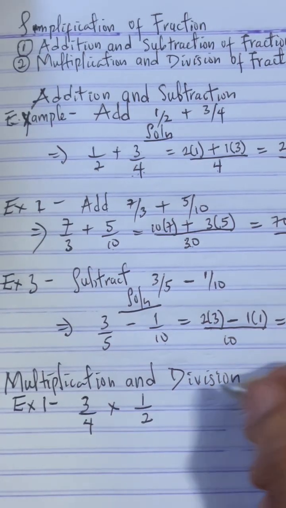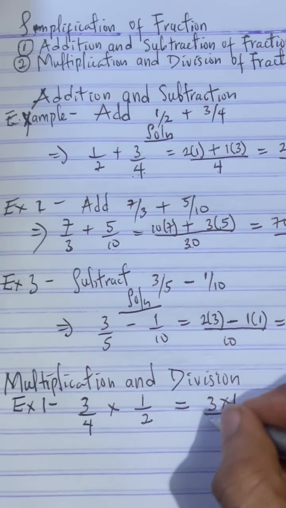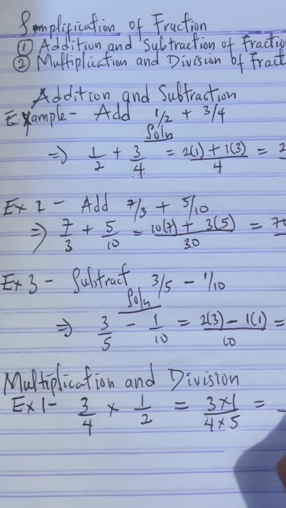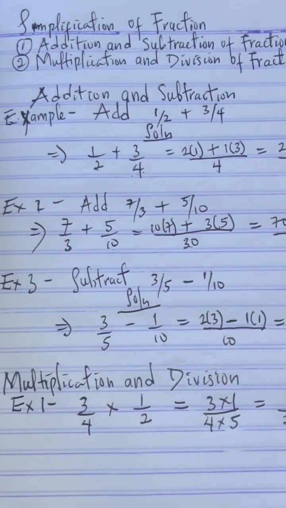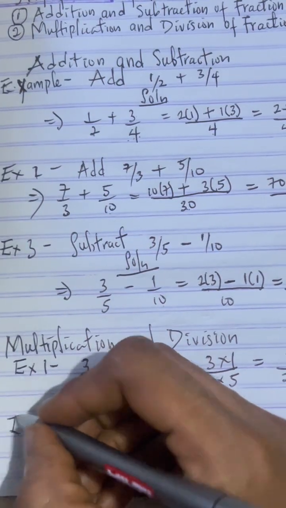So how do we multiply this now? Very simple and direct. It's the same thing as 3 times 1 over 4 times 5. So 3 times 1 is 3, over 4 times 5 is 20. You can see now, very direct. Let's take another example.